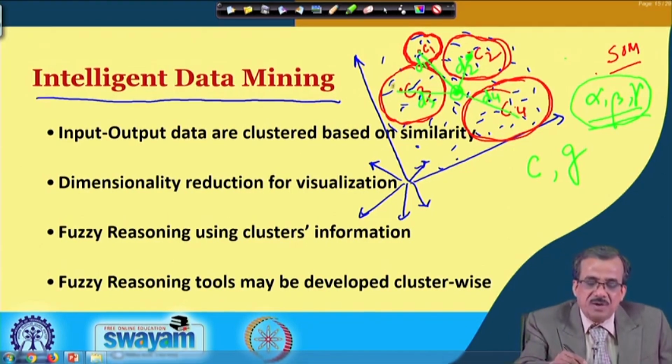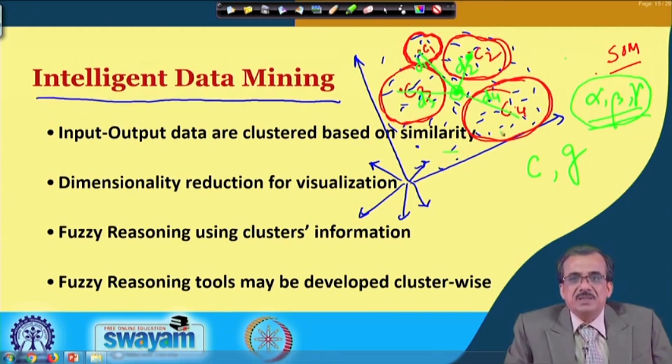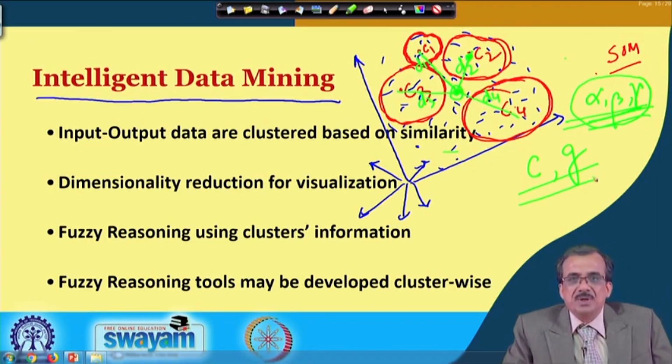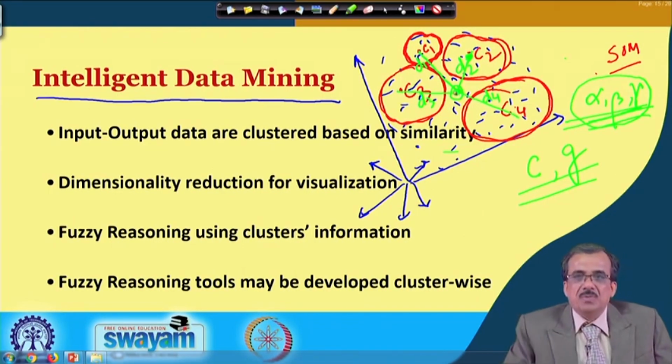So, with those optimal values, the fuzzy reasoning tool will be able to predict the output as accurately as possible, and GA, through a large number of iterations, will try to find the optimal parameters of this clustering algorithm, so that it can make the clusters in an optimal sense, and using these optimal clusters we will be able to predict the output for a set of inputs very accurately. That is the concept of intelligent data mining.